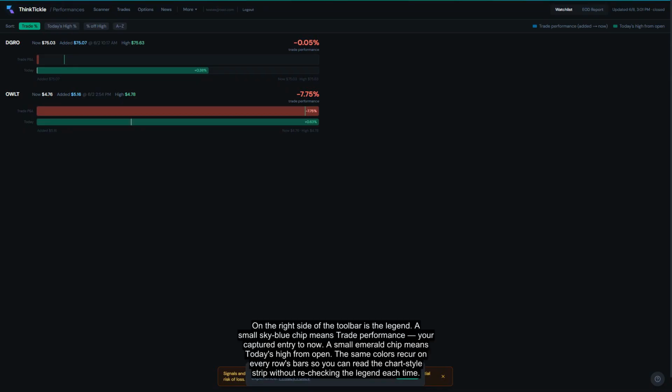On the right side of the toolbar is the legend. A small sky blue chip means trade performance, your captured entry to now. A small emerald chip means today's high from open. The same colors recur on every row's bars so you can read the chart style strip without rechecking the legend each time.